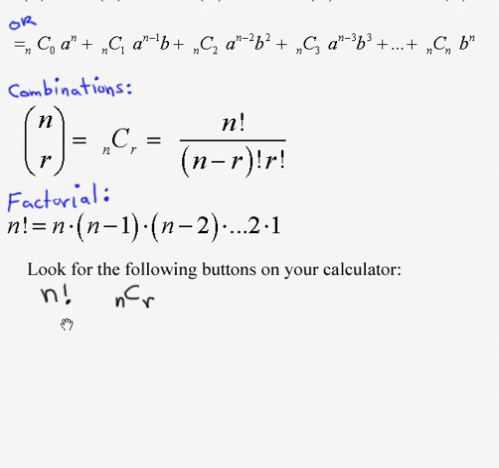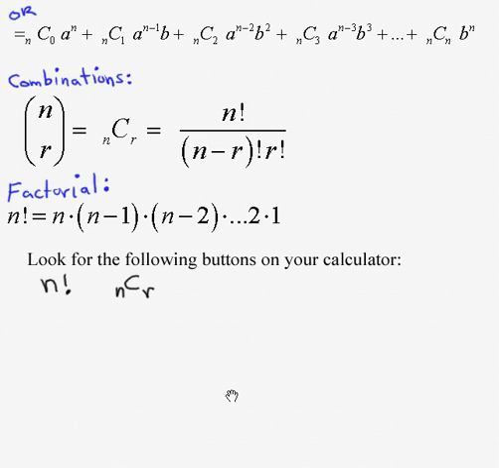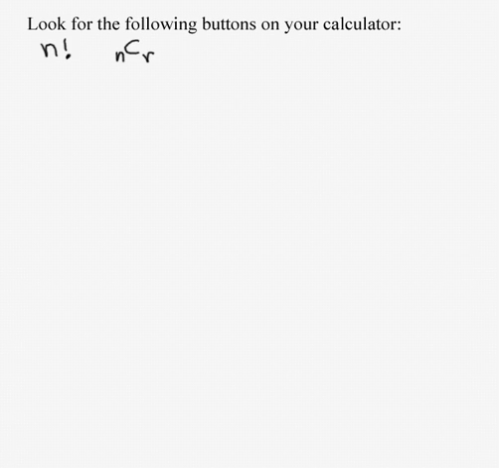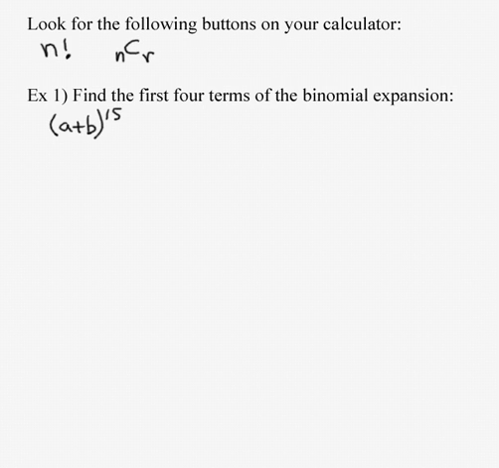So you want to look for these buttons on your calculator, n factorial, NCR, which is the combinations button. And if you looked at the web, first week of school, I suggested that you have these buttons on your calculator. So it will make your life so much easier.